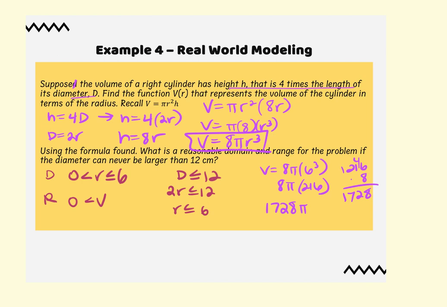What do you think the diameter? The diameter, like the max? It says it can never be larger than 12. That part? It tells you that the height is 4 times the length of the diameter. And diameter is 2 times the radius. That's just what diameter is.